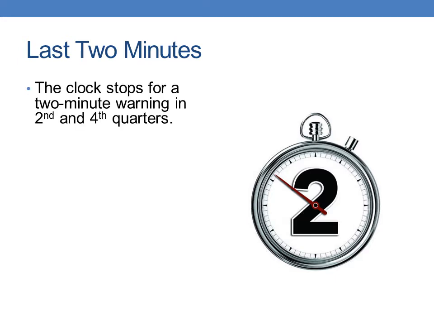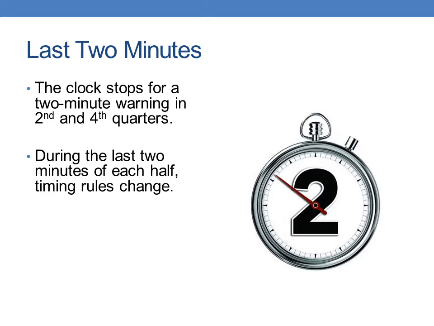We will take a 2-minute warning in the second and fourth quarters. That could happen because the ball is dead and we reach 2 minutes, or it would occur at the first dead ball under 2 minutes if the ball happened to be live at the 2-minute mark. And it is important to note that after the 2-minute warning, the timing rules change.